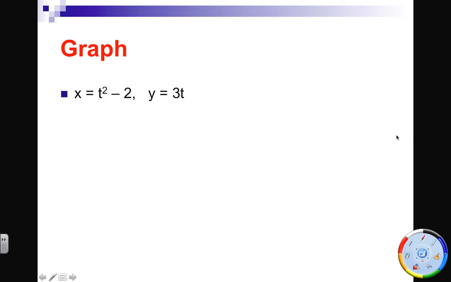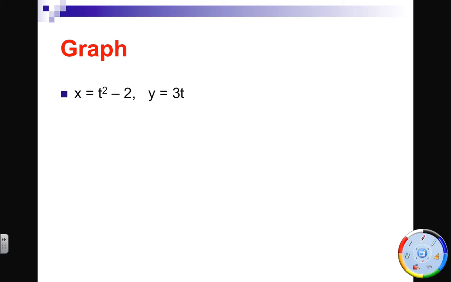All right, so let's try another one here. Let's try x equals t squared minus 2, and y equals 3t. So go back in, type those things in. Let's see if the window works here. I don't think it's going to.